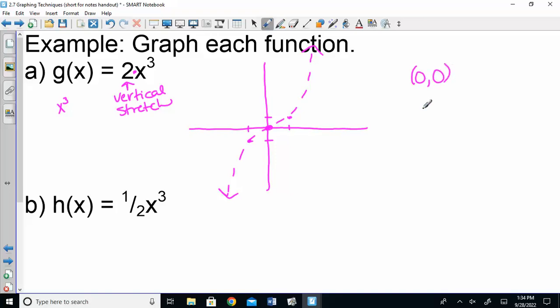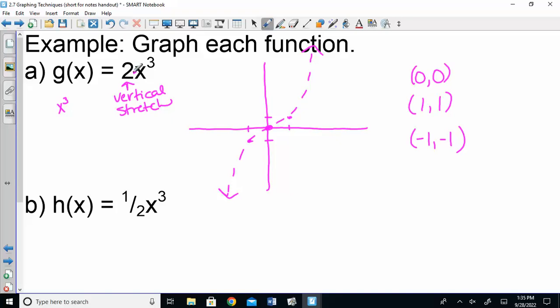Sometimes people really struggle with that. So one thing that I sometimes do with people is write out these ordered pairs on your parent function. You don't have to do this, but if you don't know how to stretch it by 2, then we can use these points to help us.